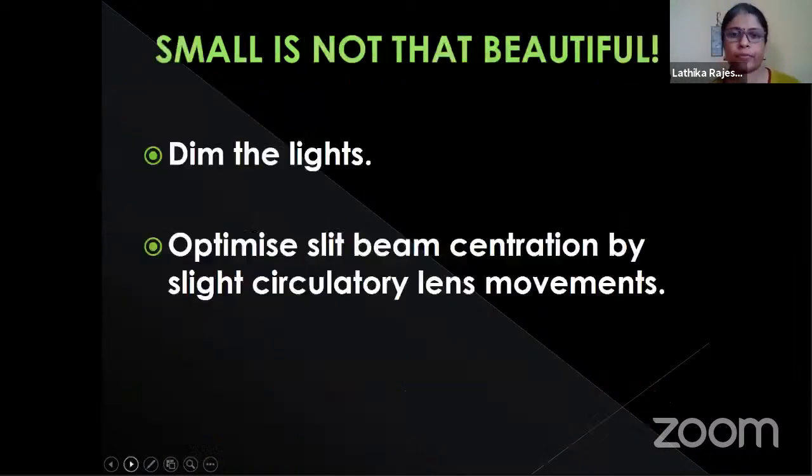Okay, so that is how you can see the periphery, and this can be done in all quadrants. Next slide, sir. Now, sometimes you see everything, but still it is not that beautifully seen. In such cases, you can dim the lights and you can optimize your slit beam centration by slight circulatory lens movements. These circulatory lens movements are very helpful in bringing things to fine focus.